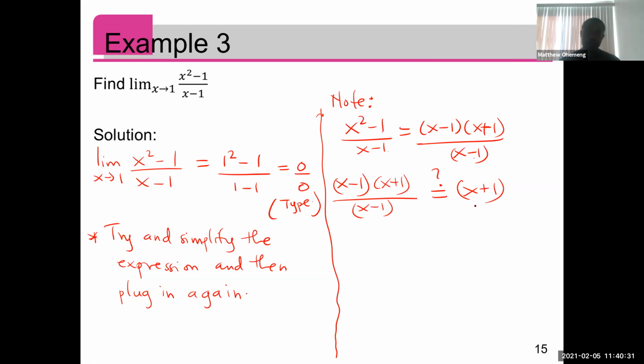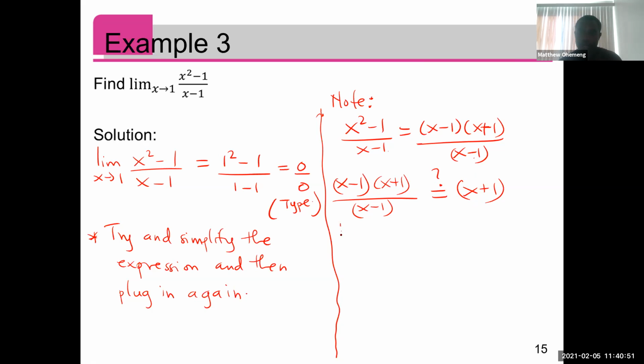Okay, so I have a seconder. So for this one, I'll say this. If you have (s minus 1) times (s plus 1) all over (s minus 1), it is not equal to s plus 1. It is not. Why is that? Because what you're saying is, no matter what x is, they are the same. That's what you're saying.